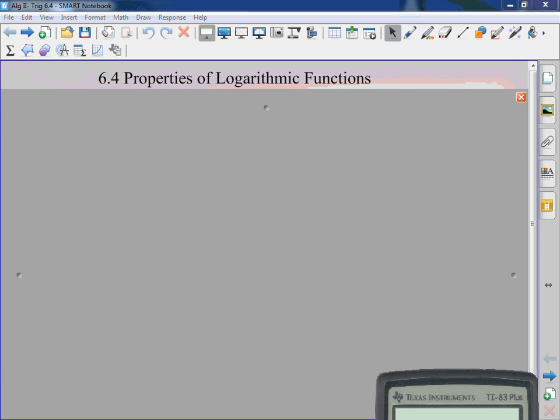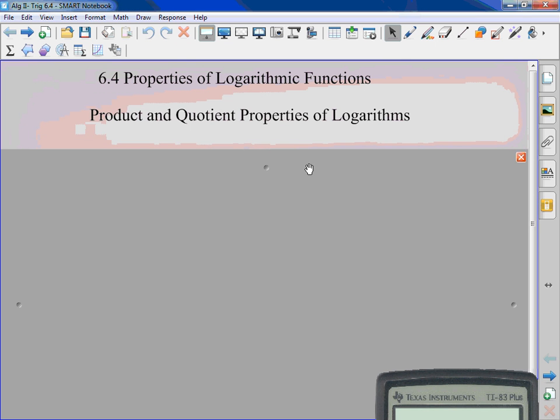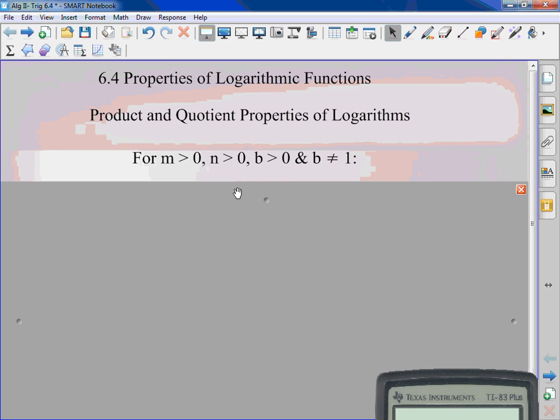6.4, properties of logarithmic functions. First thing we're going to do is a couple properties. Product and quotient properties of logarithms. For m greater than 0, n greater than 0, b greater than 0, but b cannot be 1.